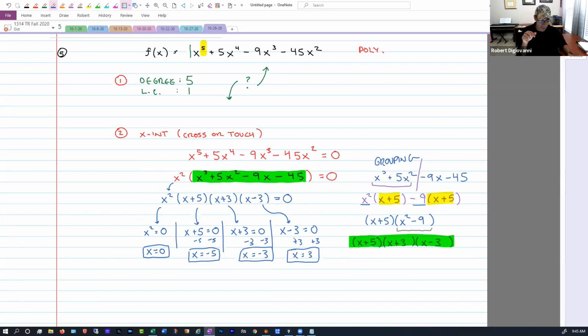Now here's the step where you have to figure out the crossing or the touching. Who was that? Was it Abigail who asked that earlier, or was it Beth? I don't remember.